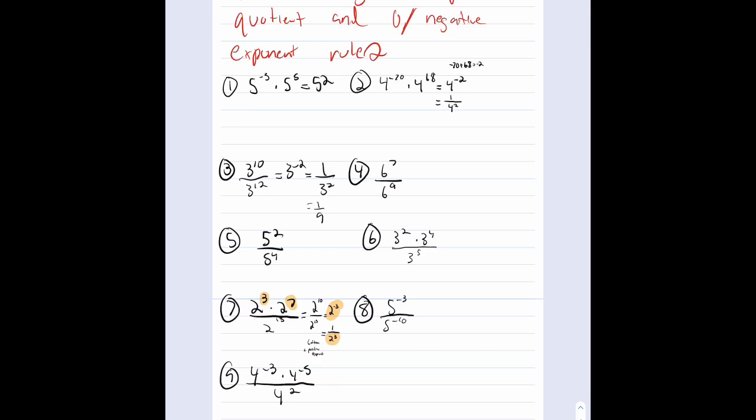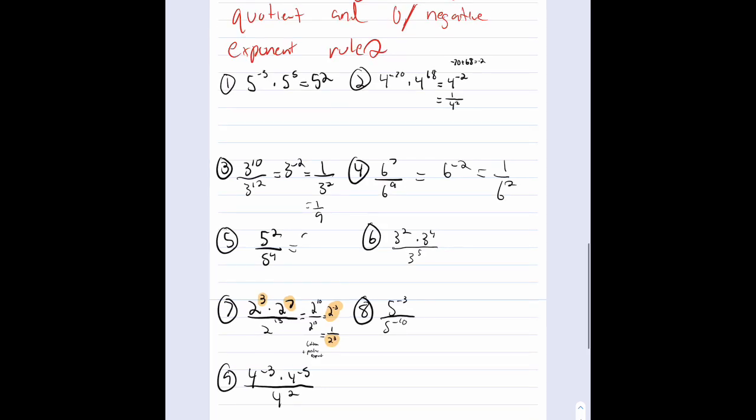Great. 6 to the 7th over 6 to the 9th. That'll also be 6 to the negative 2, and that will be 1 over 6 squared. We got 5 squared over 5 to the 4th. That will equal 5 to the negative 2, and you'll get 1 over 5 squared.